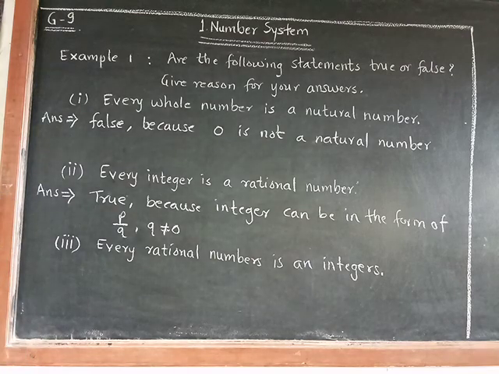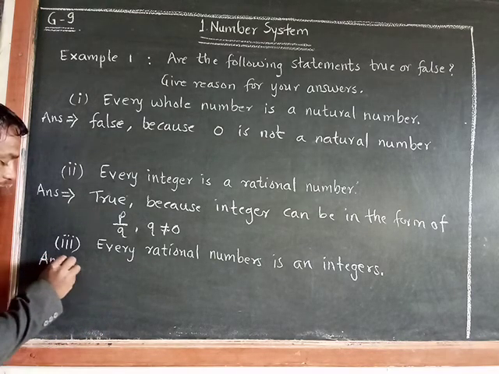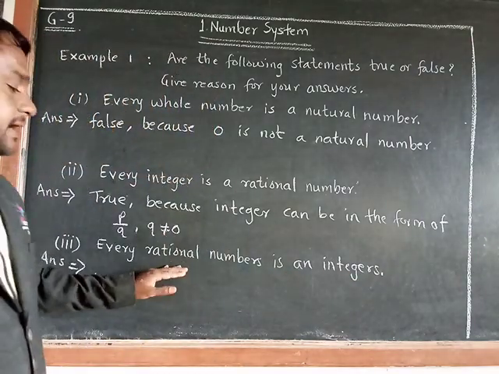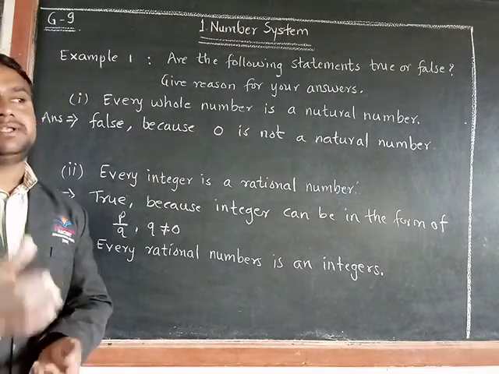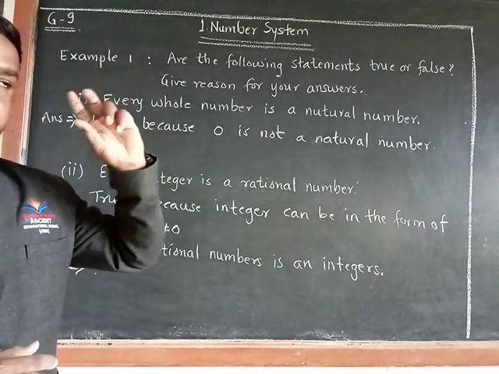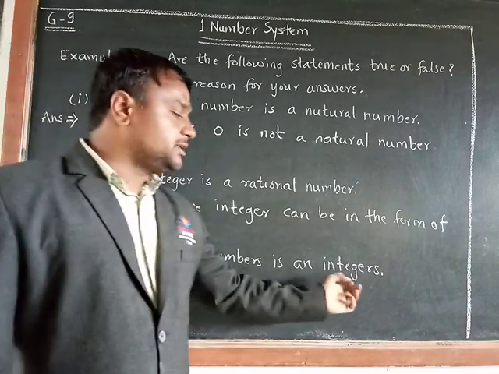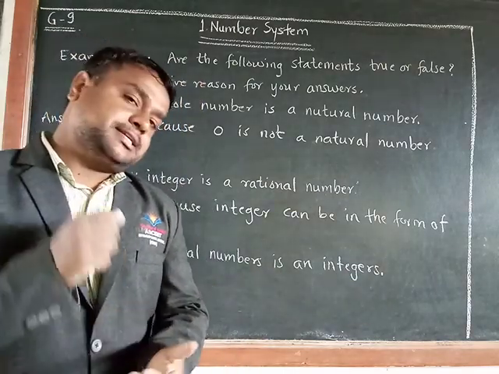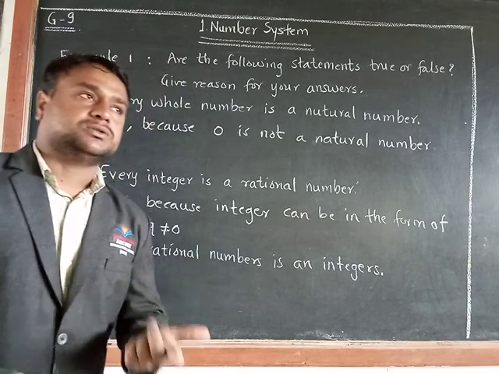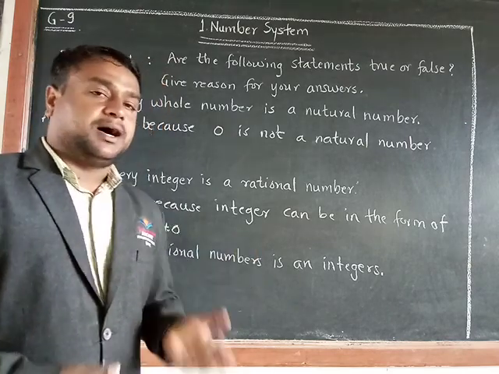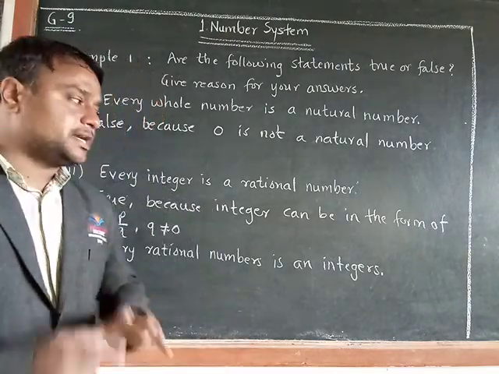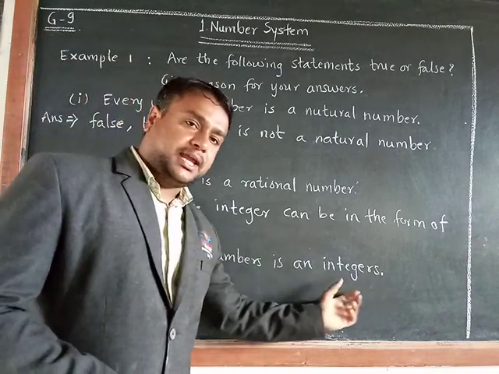Now the third statement over here: every rational number is an integer. That means they say that each and every rational number is an integer. Now as we know, rational numbers are the numbers which are in fraction form, that means in the form of p upon q. But whenever we check out the integers, integers mean which numbers? 0, then positive numbers, that is 1, 2, 3, 4, 5, 6, 7 and so on, and all negative numbers, that is -1, -2, -3, -4, -5. Such kind of numbers are called integers.